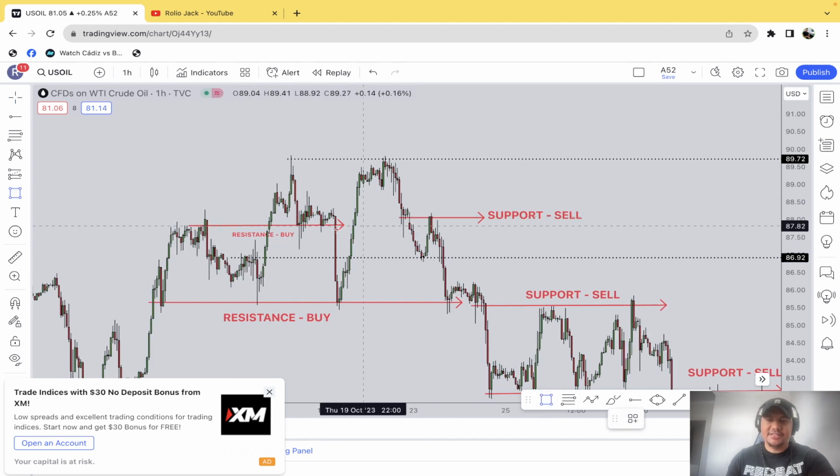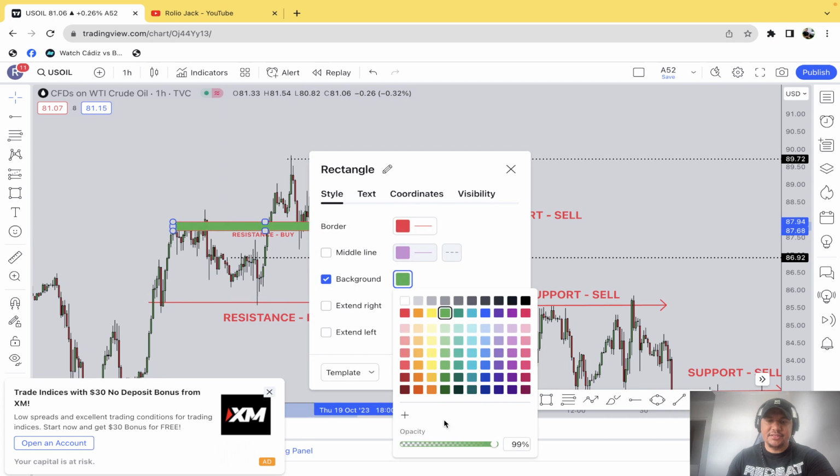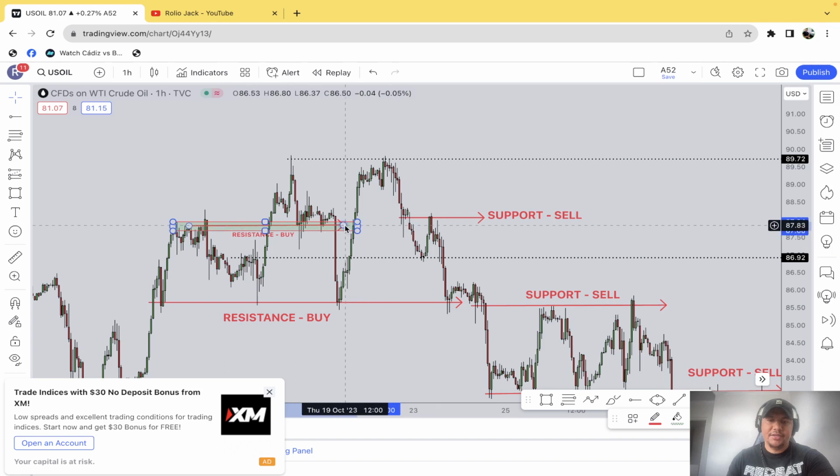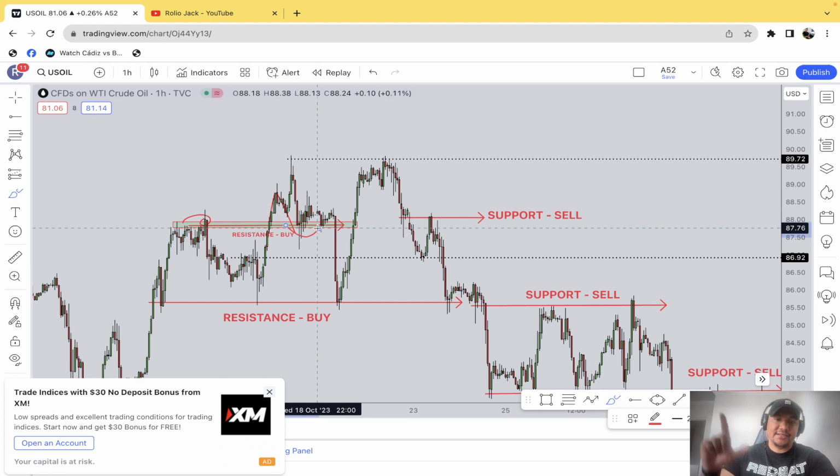Firstly, we have structure here. We're going to talk about here. We're going to start here. Let me just turn down this opacity a little bit. There we go. So first we're going to talk about this area over here, right? This was the area that acted as resistance. The market broke above the resistance and it came back and tested it as support. Remember what I said earlier?